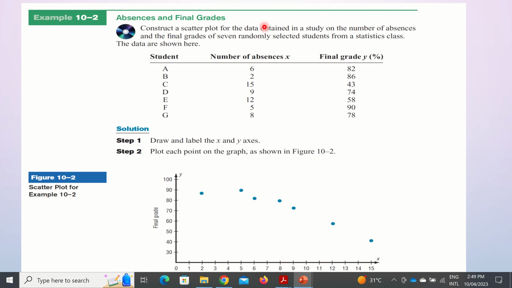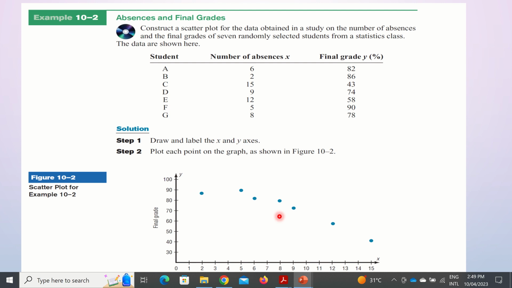If you talk about this data, in this case we are basically considering the number of absentees of certain students in a school or in a college, and their final grades as well. So if student A has 6 absentees, his final grade is what? That was 82%. If he has 2 absentees, it is 86%, and so on. So for the scatter diagram, for 2 there are obviously something like 86% of grades and something like that.